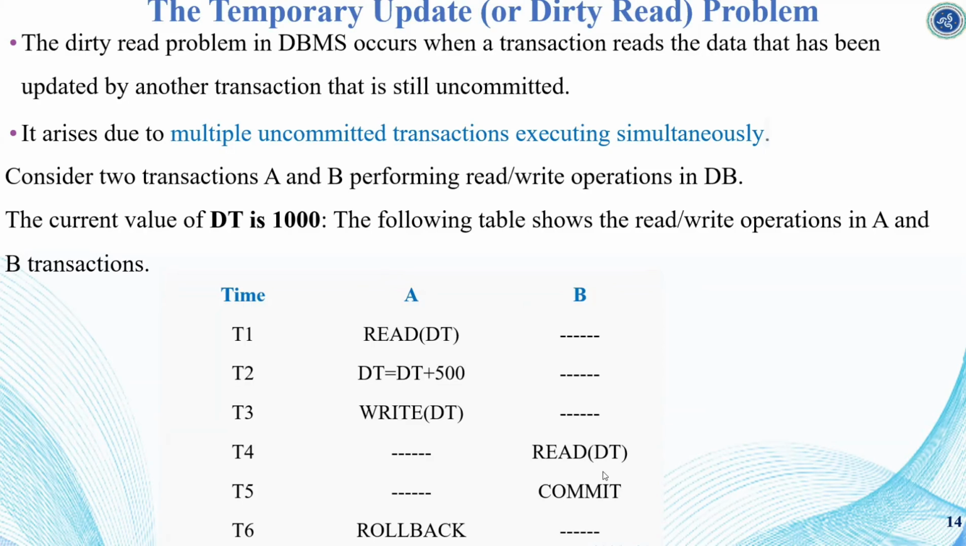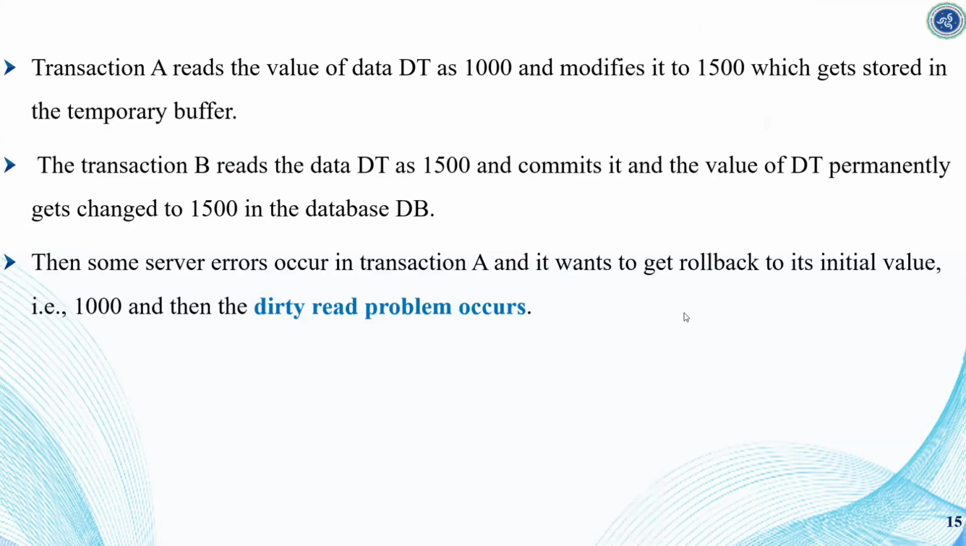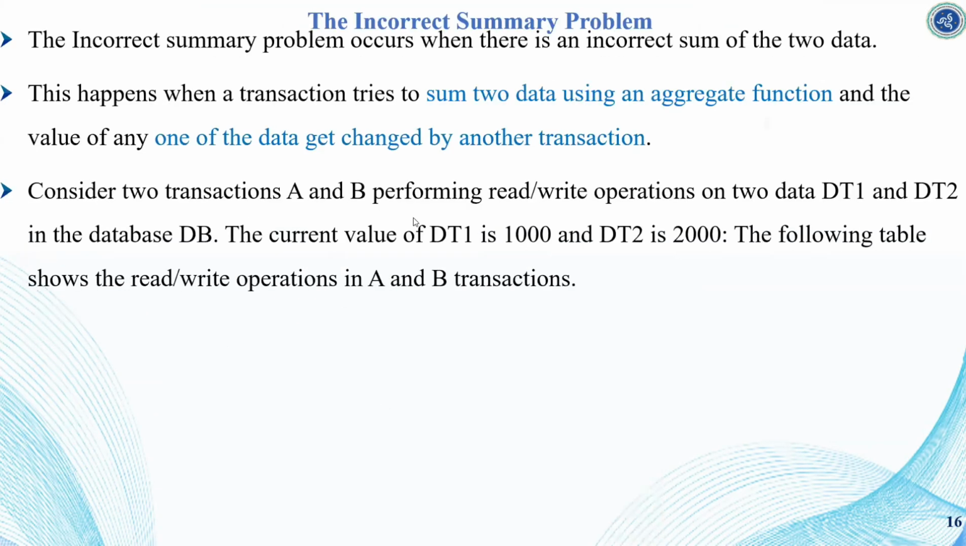അപ്പം അതാണ് ബിക്ക് കിട്ടിയിരിക്കുന്നത്, 1500 എന്ന് പറയുന്ന വാല്യൂ ആണ് കിട്ടിയിരിക്കുന്നത്, which is an erroneous value. So this is how a dirty read problem occurs.